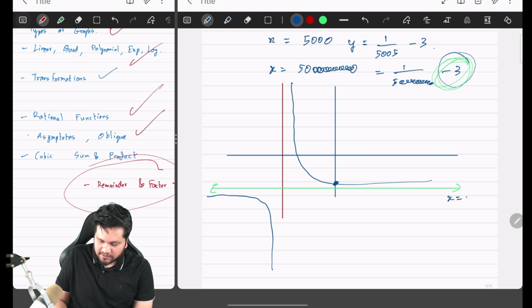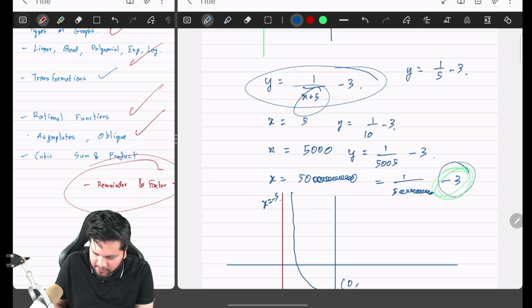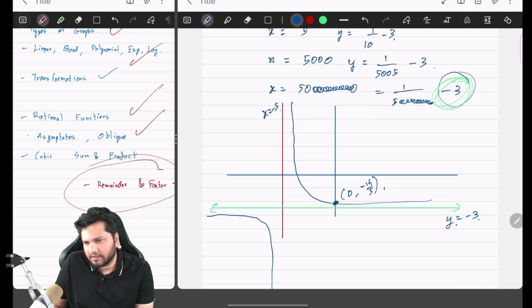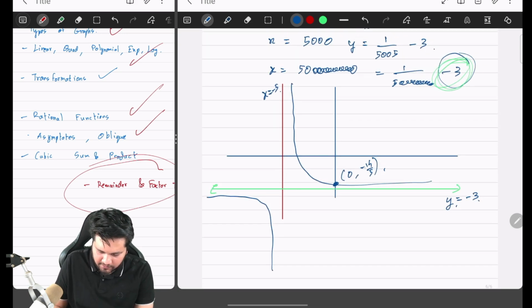This, any which way, is x is equal to minus 3. Y is equal to minus 3. And this is x is equal to minus 5. So you see, this point is slightly above it. So that's why this is what the graph will look like. Whatever the y-intercept is, if I put x is equal to 0, it's minus 14 by 5 after solving. Like lesser than minus 3 for sure. So this is nothing but your minus 14 by 5. This is how the graph will look like.